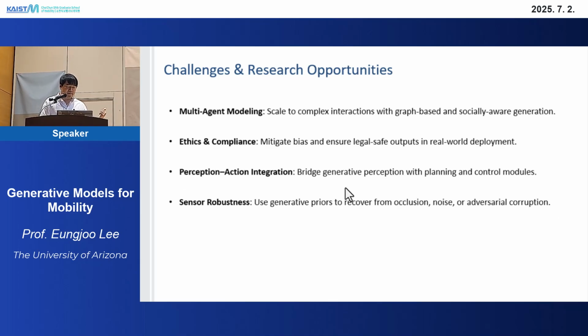And people are actually working on multi-agent modeling and also perception action integration, as I mentioned in the previous session. So these are some of the potential ways to work on as a research problem, and also sensor robustness, to use generative priors to recover from occlusion, noise, or adversarial corruption, would be some interesting domain.